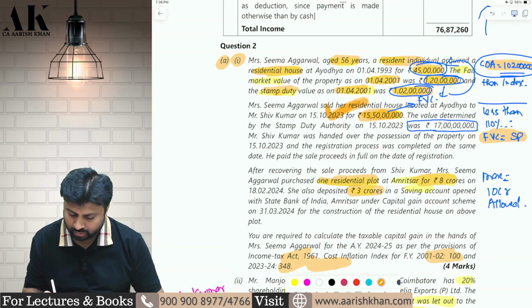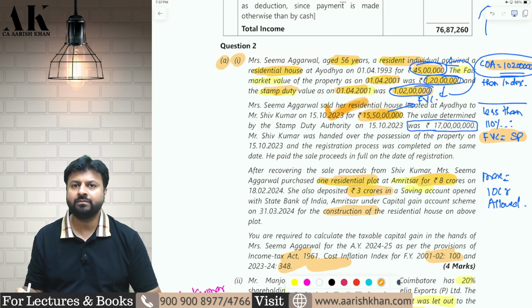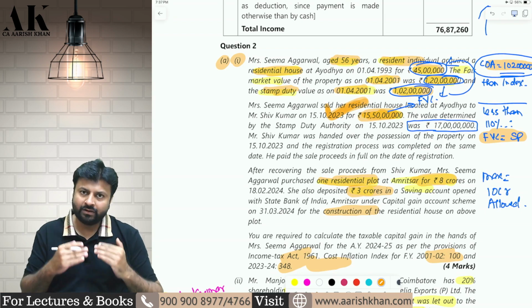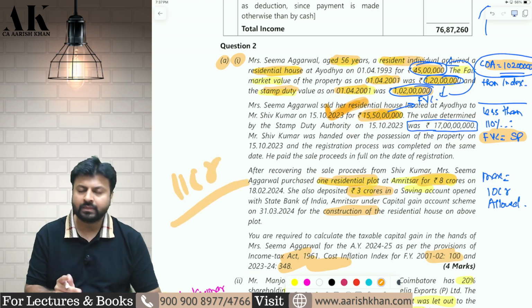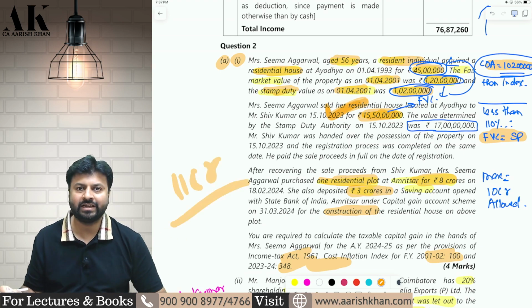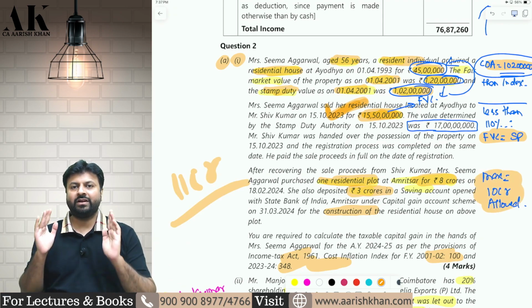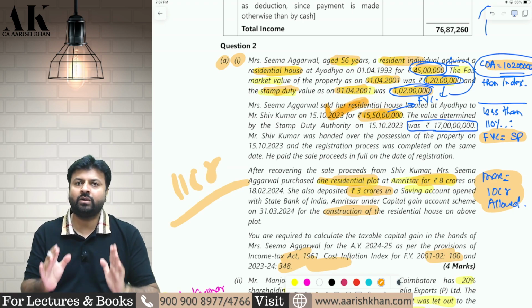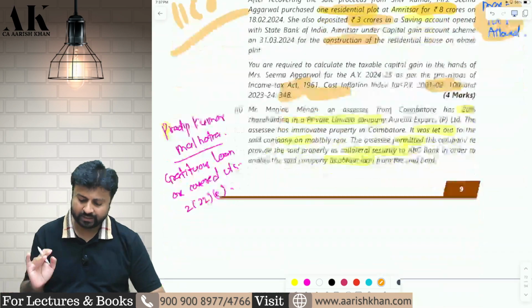Now to save this long-term capital gains, you are buying one plot of land of 8 crore and you are depositing 3 crore rupees in that for the purpose of constructing on that plot. So in all you are investing 11 crore in another house to save capital gains on this house. But 11 crore is not allowed from Finance Act 2023 onwards. Only 10 crore will be allowed under sections 54 and 54F. The maximum exemption allowed is only 10 crore rupees. I hope it is clear to all of you.